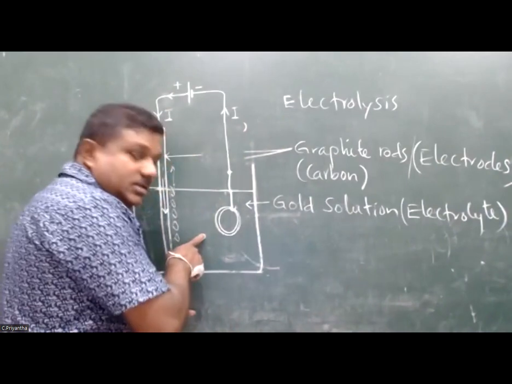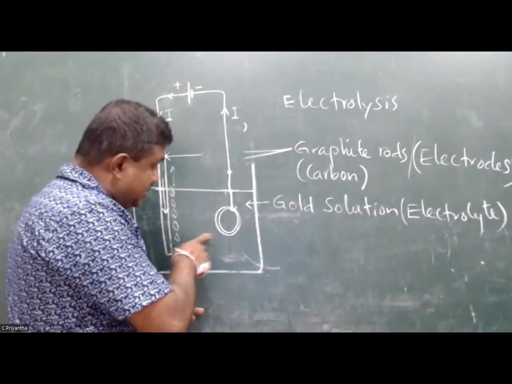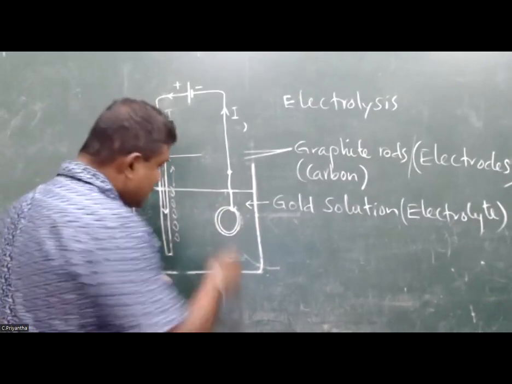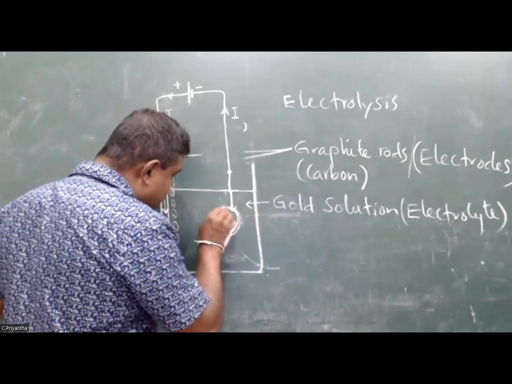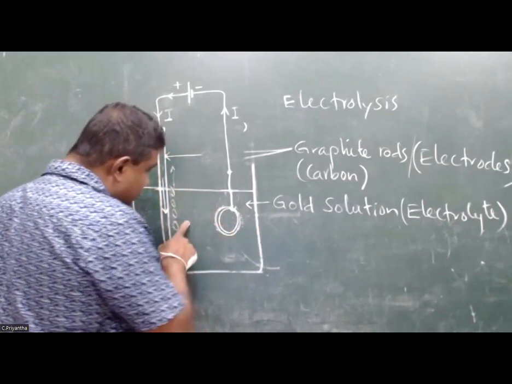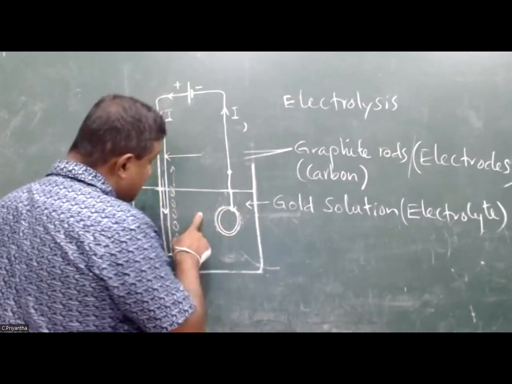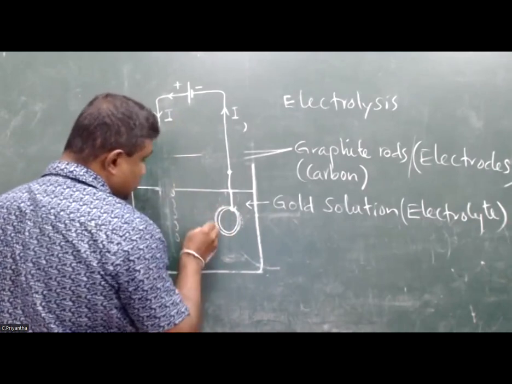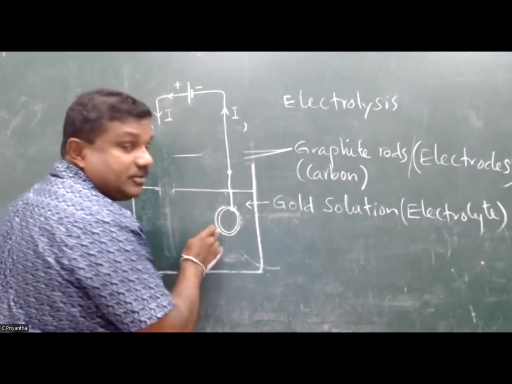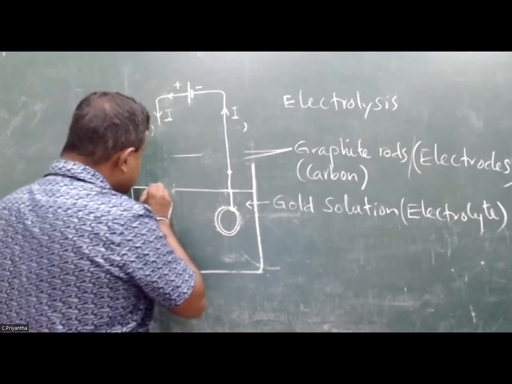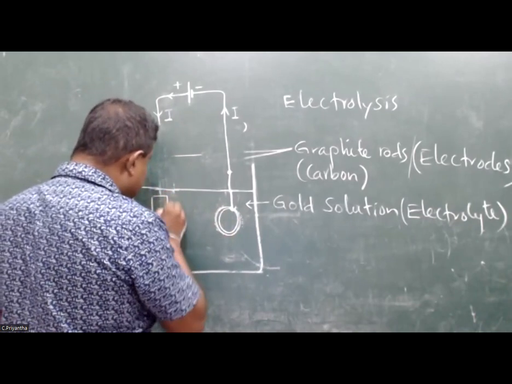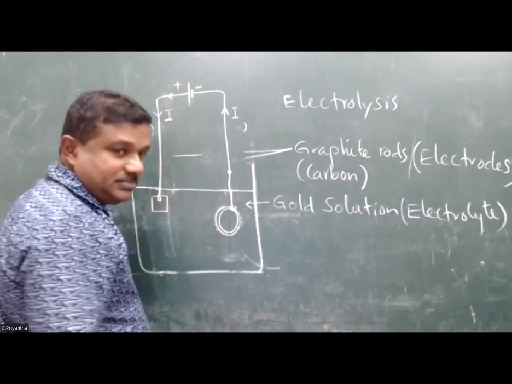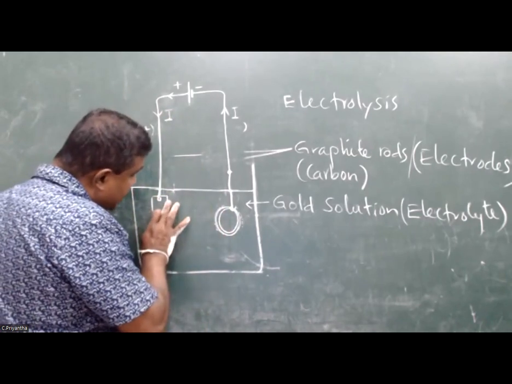Then the gold atoms, gold particles deposit on it. Then this gets plated with gold. Then you make it, but here the solution is gold, so it plates gold on it. So there must be a piece of gold, and after that this gold gets dissolved.